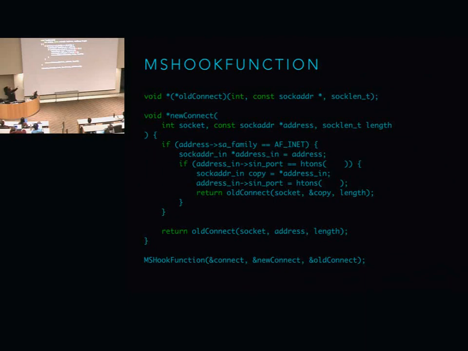Then I'm going to check to see if the port is 6667. You've got to, of course, do byte swapping on that. Then I'm going to make a copy of the value of the socket address. That's why I indirect that, copy it into a new structure.